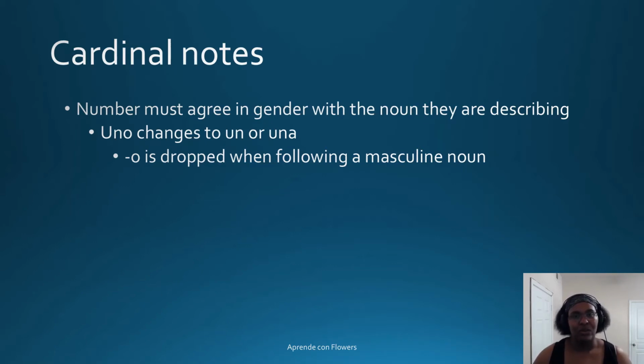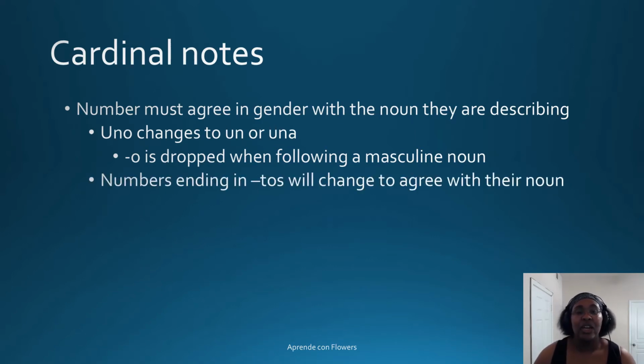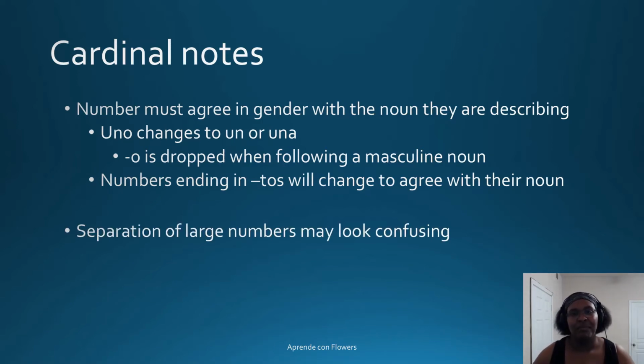Yo tengo una casa. Now numbers ending with cientos, you will change them to cientas if it's feminine, such as with our examples of car and house. If you have 300 cars, you will say tengo trescientos carros. But if you have 300 houses, you would use cientas at the end. So tengo trescientas casas.